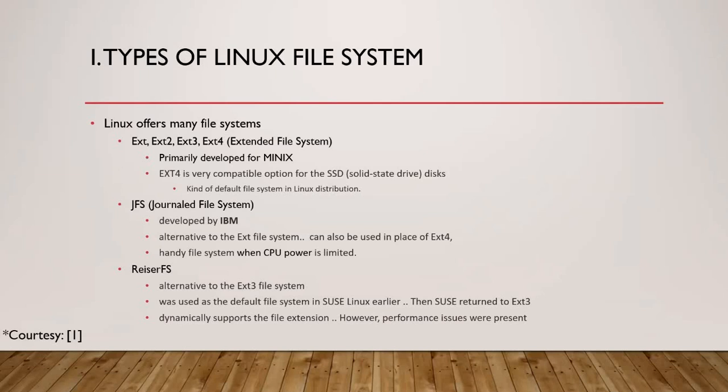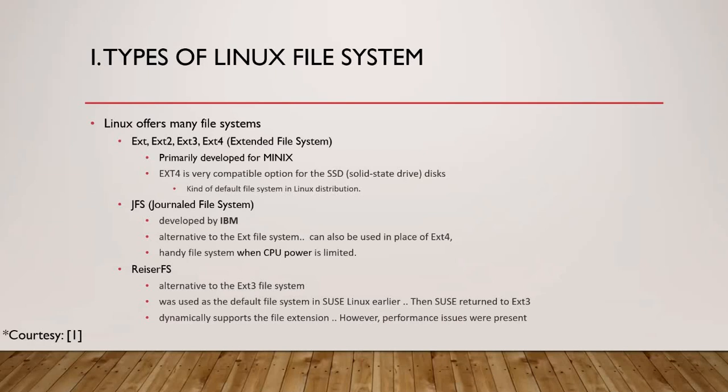Okay. Now the next one is the ReiserFS, and it was the alternative to ext3. Now, as we have already discussed ext4, extended file system 4, why are we discussing ext4? Because ReiserFS was an alternative to ext3, but as we know ext4 is in place, there were definitely some drawbacks in ReiserFS.